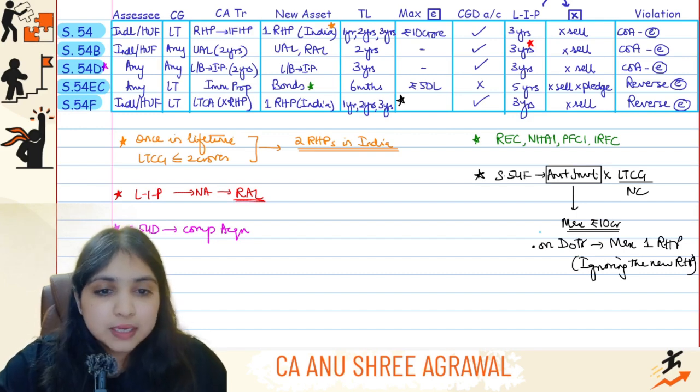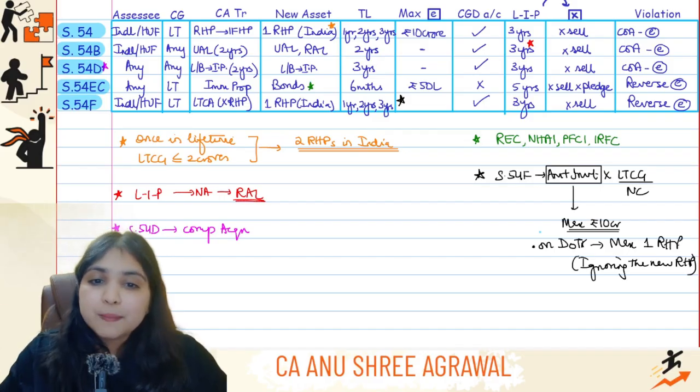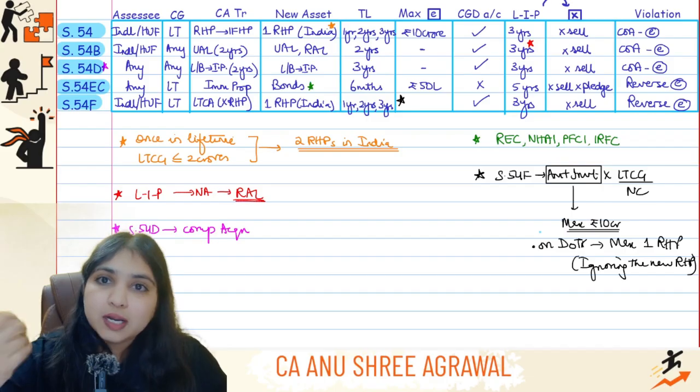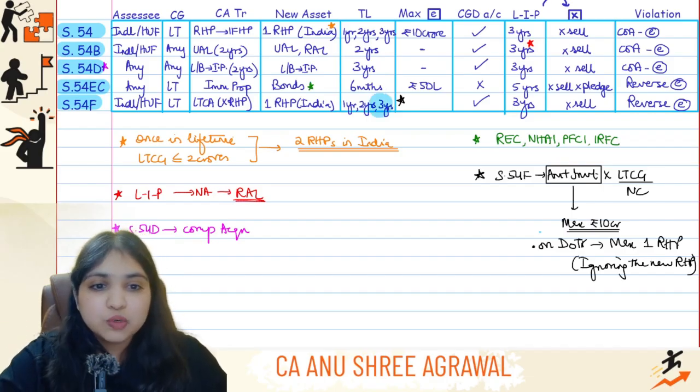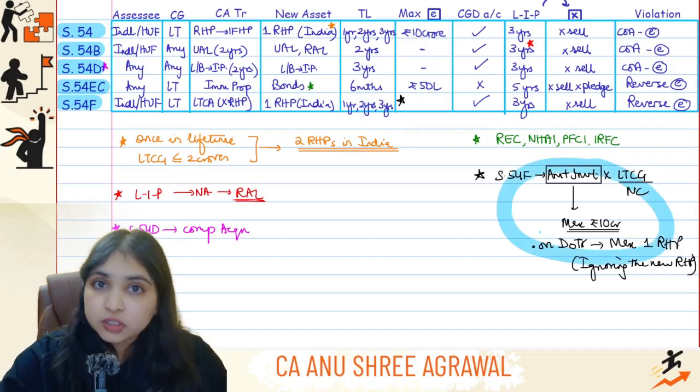The time limit will depend on whether you're buying the new house or constructing the new house. If you're buying the new house, you must buy it 1 year before the transfer or 2 years after the transfer. If you are constructing the new house, you must complete the construction within 3 years from the date of transfer. The maximum exemption that you can enjoy is on the basis of a formula.